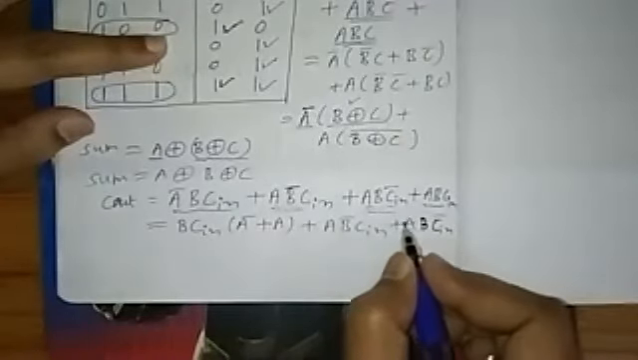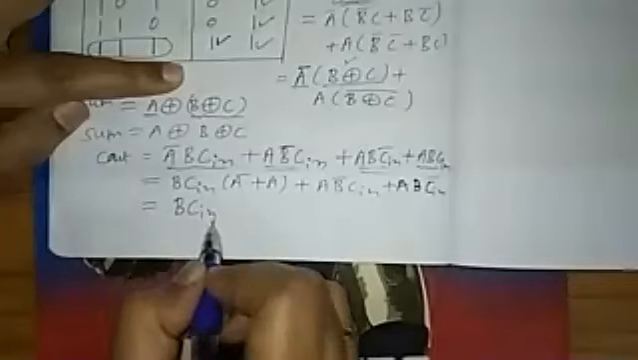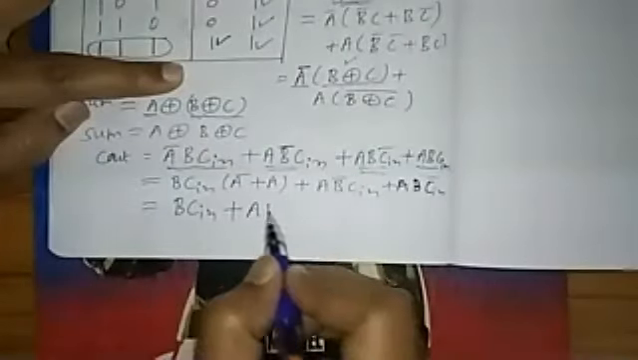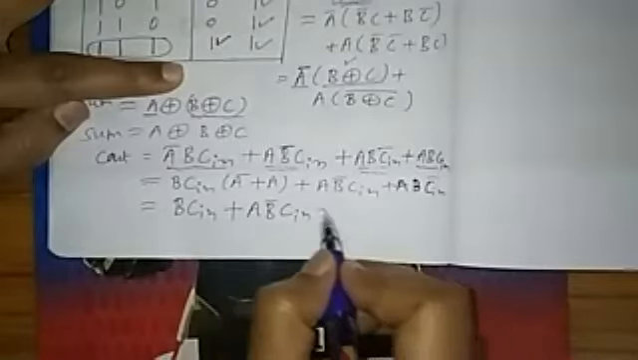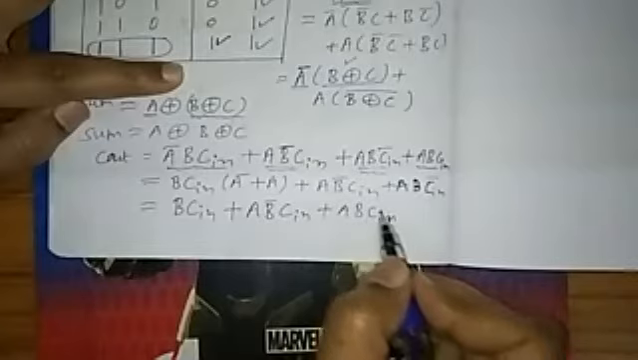Is the video visible properly? A B Cin bar. Yes, sir. Okay. Now here A bar plus A will be 1, therefore B Cin as it is. Now further it will be A B bar Cin, then A B Cin bar.